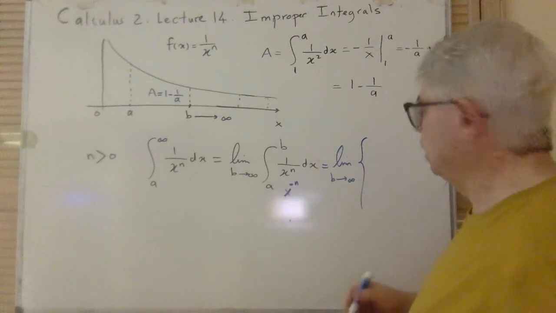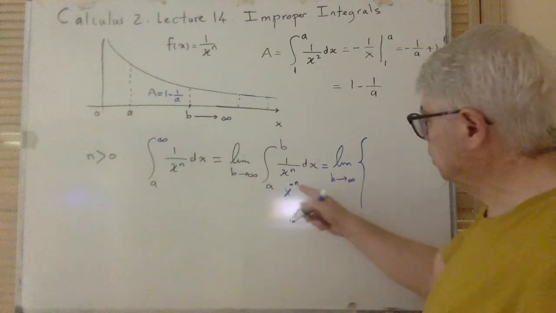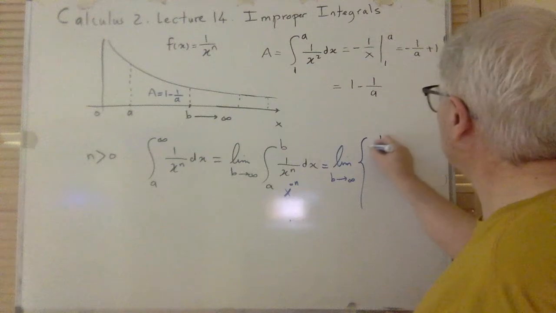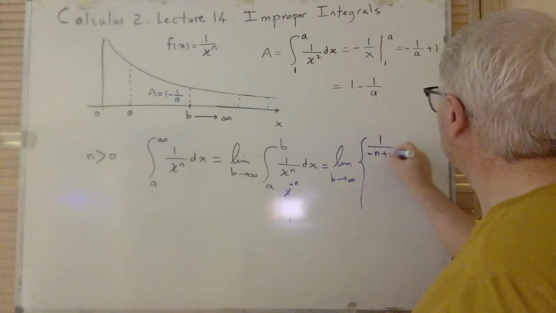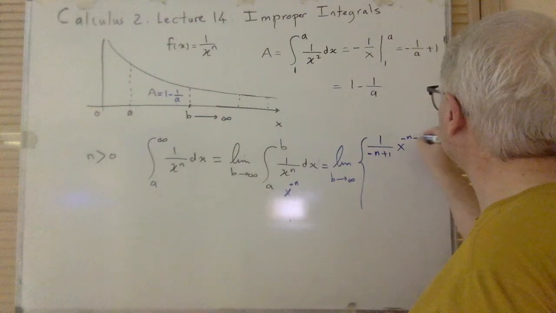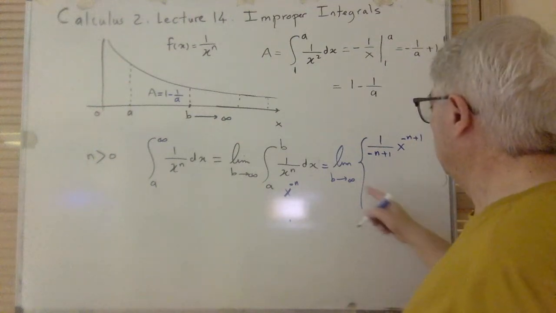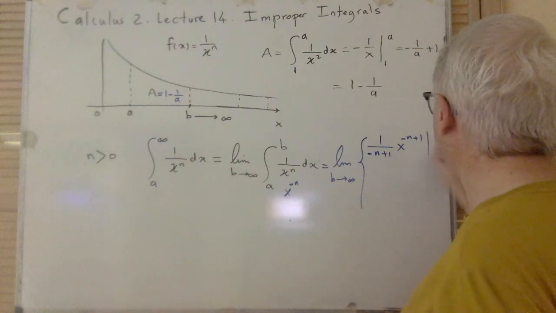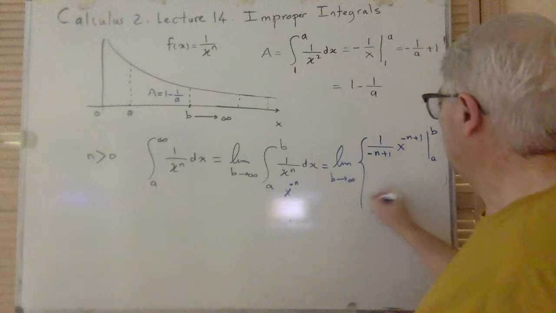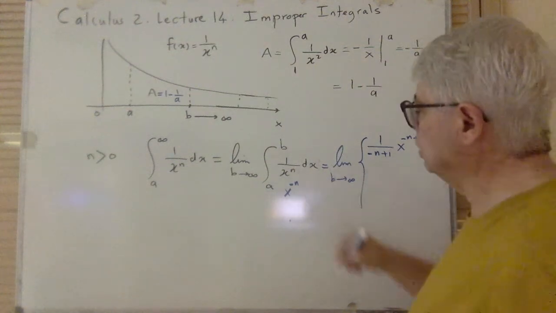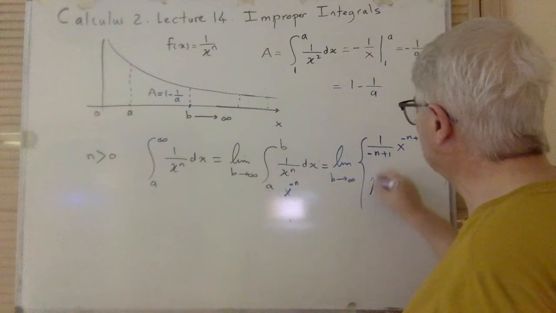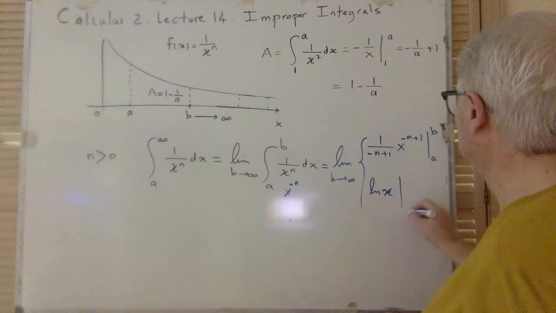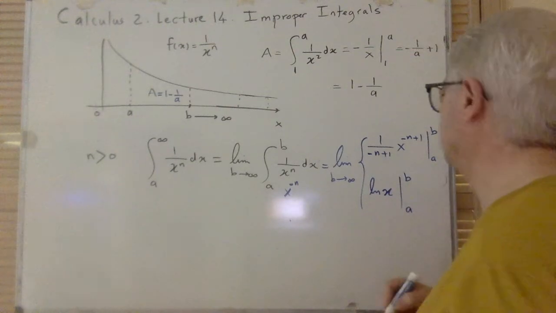If n is not 1, we have 1 over negative n plus 1, times x to the power negative n plus 1, from a to b. If n is 1, then we have 1 over x dx, and that is ln of x, and since x is positive, I'm not using absolute value, from a to b.